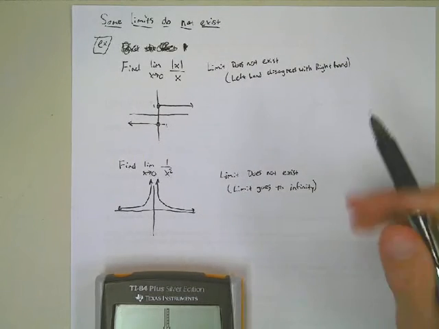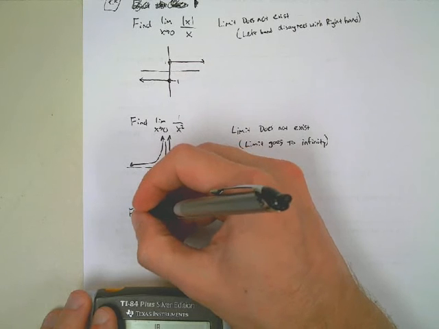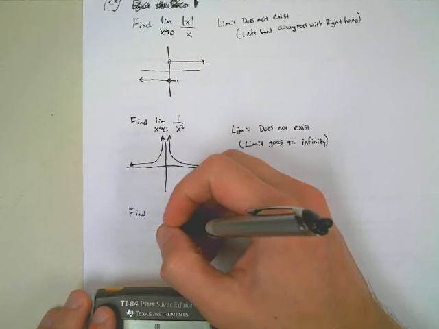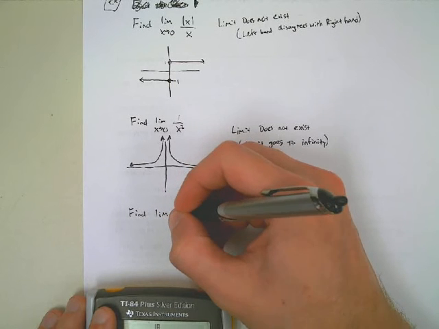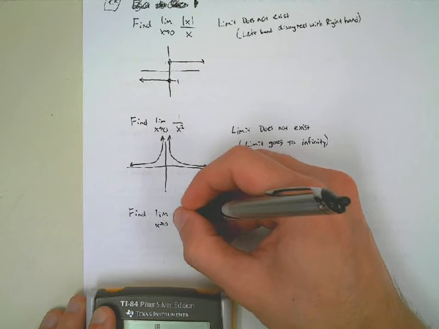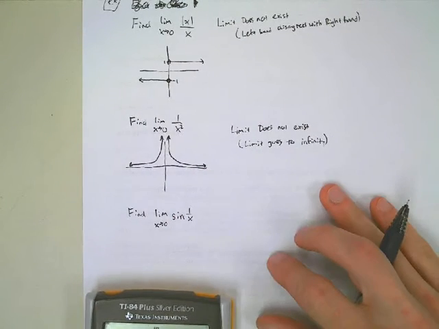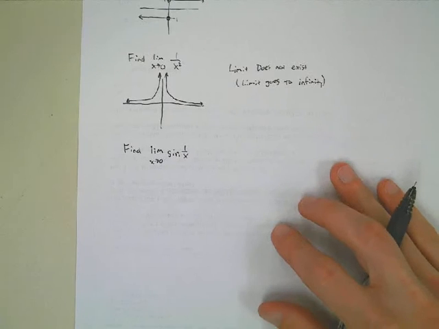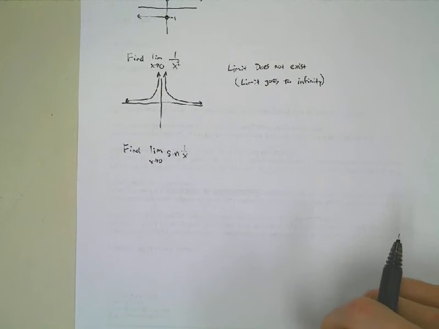All right, last type of no limit behavior. Okay, so we're going to look at the limit as x approaches, and this one's neat. Well, I think it's neat. But I'm a math teacher, so. Okay, so we're going to take the limit as x approaches 0 of sine of 1 over x. The 1 over x is inside, it's sine of 1 over x, like that.